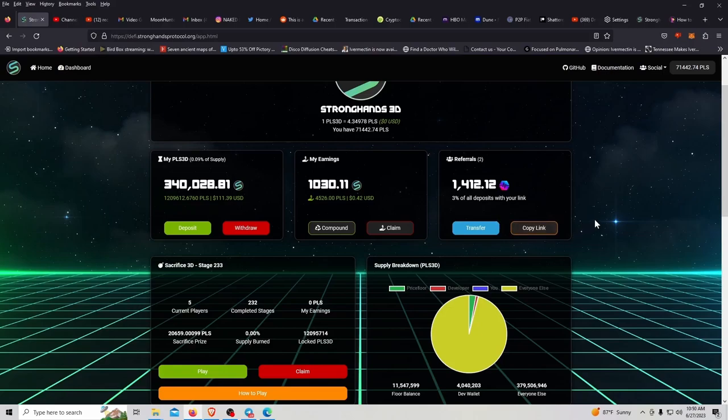Now, one thing that I want you to understand is that there's a 10% fee to deposit and a 10% fee to withdraw. No fee to claim. But for all of the other contracts, all of the other tokens, Pulse, the Hex, the Ink, 1% of all of those fees from those contracts are going to be fed back to the original PLS 3D contract, which is going to constantly raise the price floor.